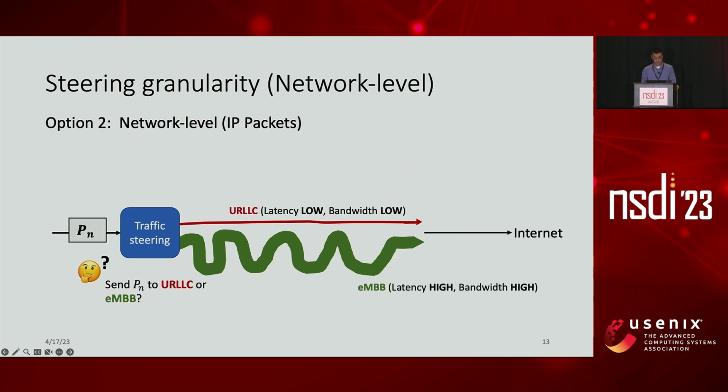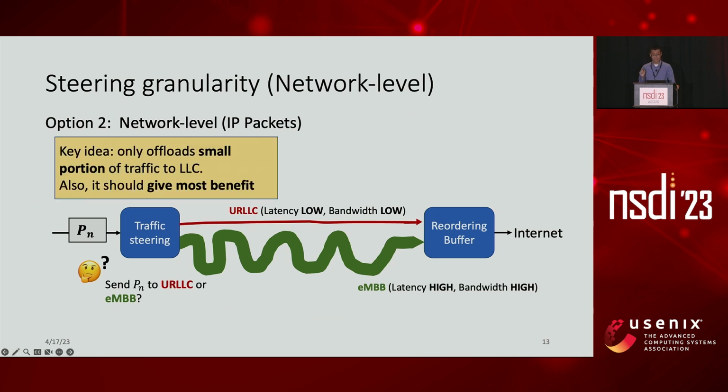So the second option is the network layer, which steers based on IP packets. Given that we have a packet, PN, where should we send it? To URLLC or to eMBB? Because splitting packets between URLLC and eMBB can cause out-of-order delivery, we introduce a reordering buffer. We add this because most applications, typically those that use TCP, don't like out-of-order packets and will instead wait for all previous packets to arrive.